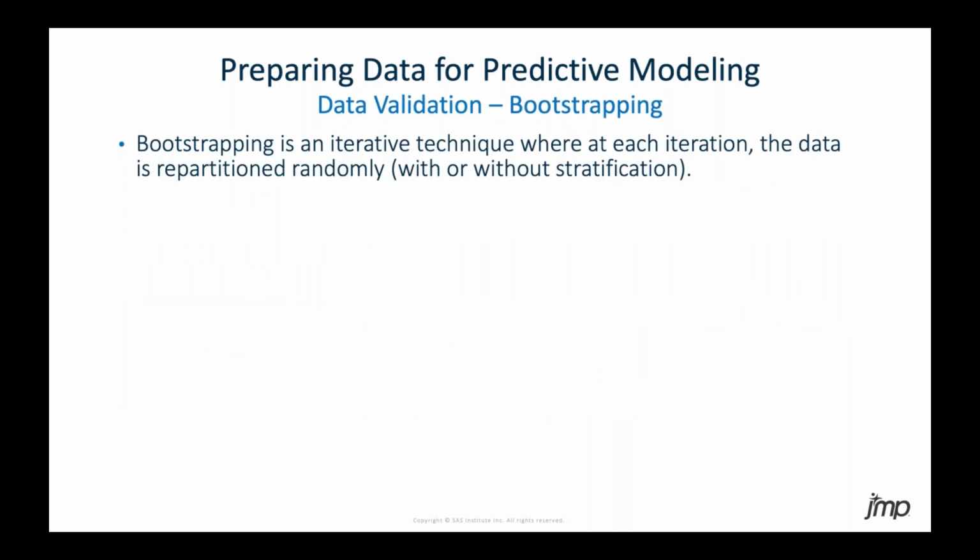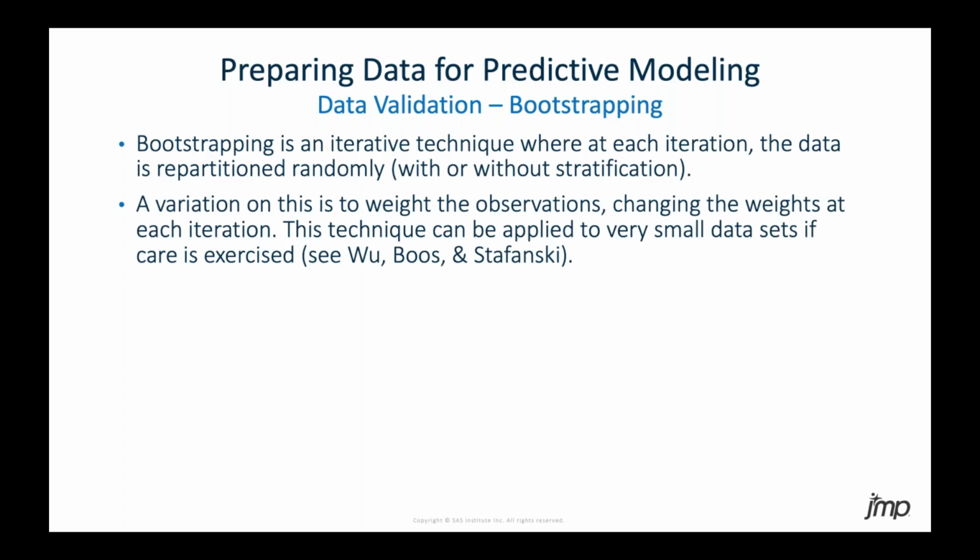So a variation on this is bootstrapping. Holdback is just one pass. With bootstrapping, I get the advantage of being able to do what I just said previously with smaller data sets. It's an iterative technique, and at each iteration, the data is repartitioned, either randomly or with stratification. Then I collect my fits at each step to see how much variability I have, to see how well my models fit. So that's a technique as well.